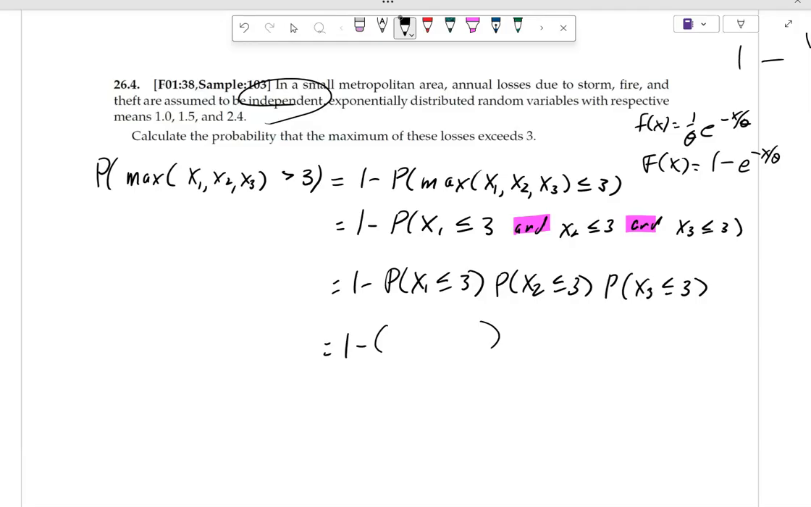So the first one here will be 1 minus e to the negative 3 if the theta is 1. The second one will be 1 minus e to the negative 3 over 1.5. And the last one will be 1 minus e to the negative 3 over 2.4. You could simplify it, but that looks good enough to me. That one okay?